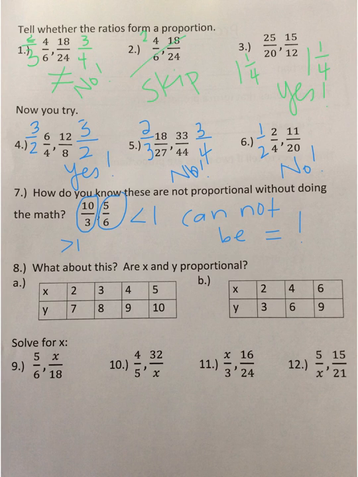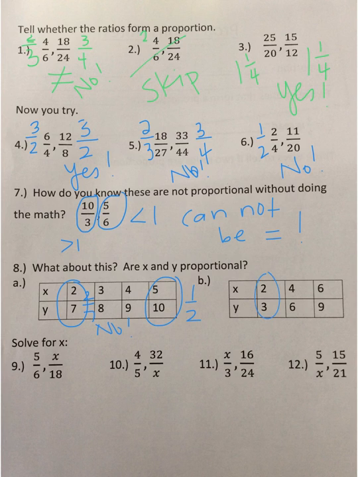What about this? Are x and y proportional? Well, let's see. X, 2 to 7, 3 to 8, 4 to 9, and 5 to 10. No, 5 to 10 is 1/2, or 1 to 2. That is not equal to 2 to 7. So this is a no.